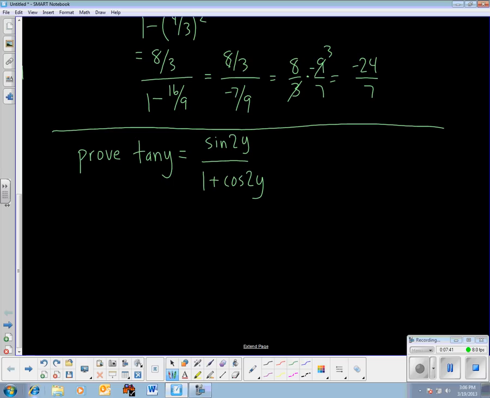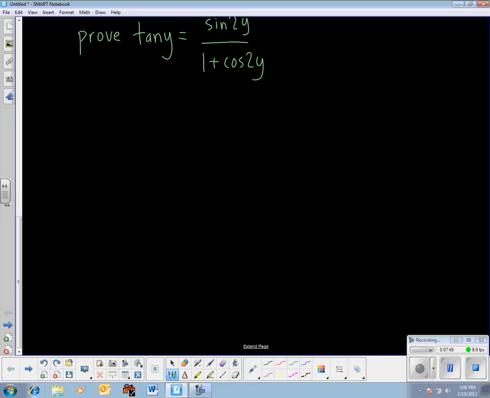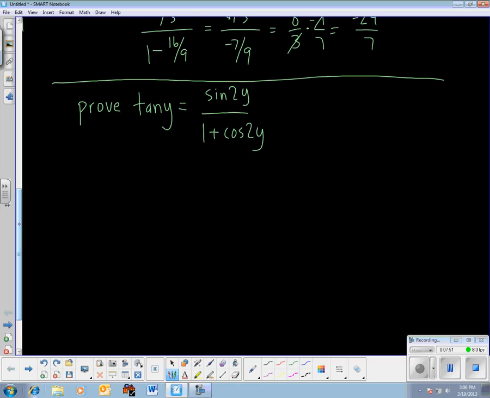Okay, so one of our important strategies for proving identities is usually we're going to start with the more complicated side, which for us is the side on the right. Given that this is in the double angle section, I'm most likely going to use my double angle formulas. So let me just start with sine of 2y. The formula for sine is sine of 2y is 2 sine y cosine y.